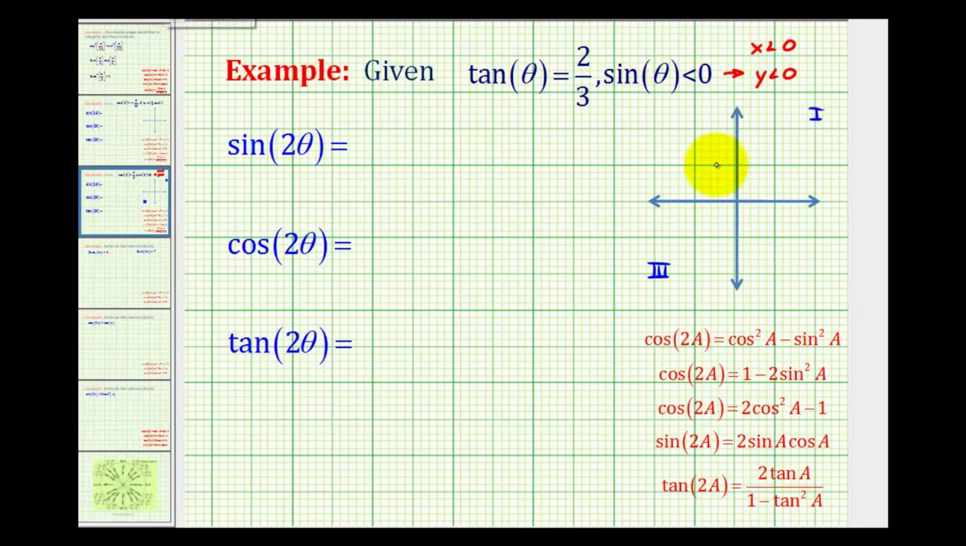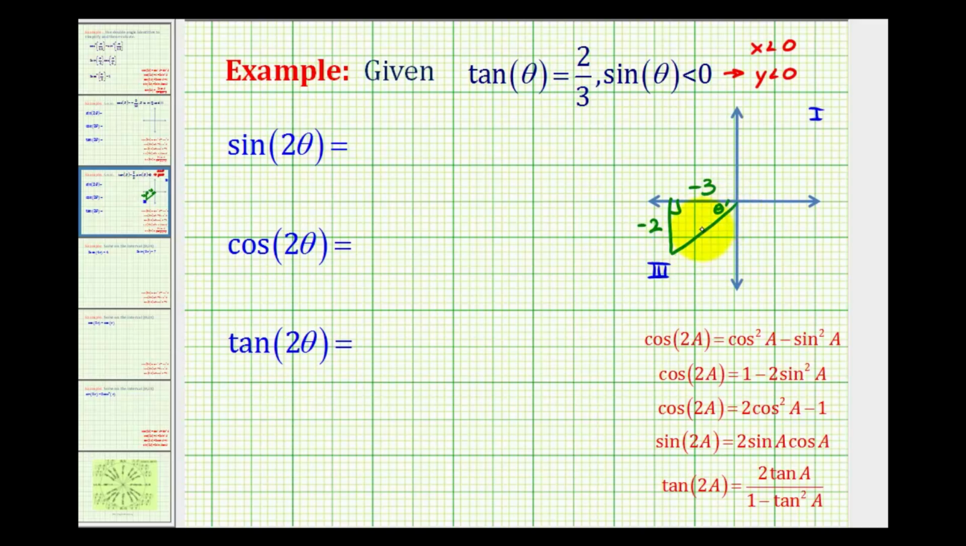So let's go ahead and sketch a reference triangle in the third quadrant. Doesn't need to be to scale. This would be our reference angle. And since tangent theta is equal to positive 2/3, the opposite side could be labeled negative 2, and the adjacent side would be labeled negative 3, resulting in a positive tangent function value.